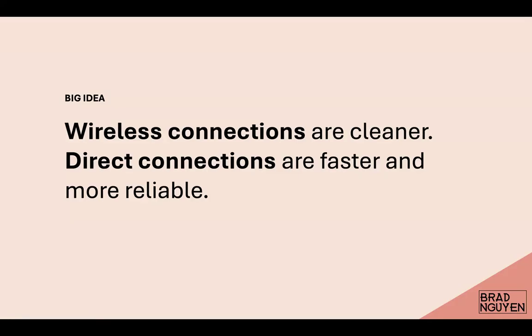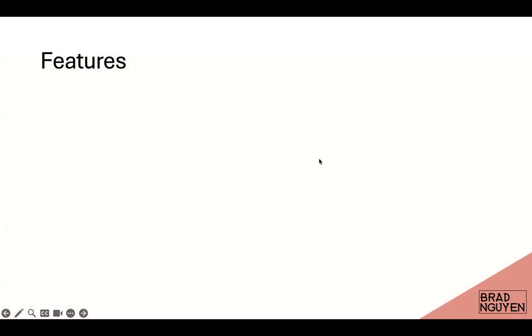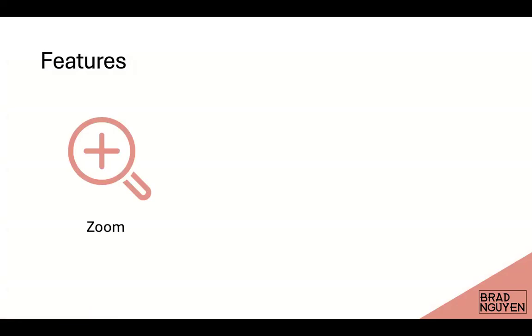Some other features to look for when you're buying a visualizer is whether they have a zoom or not. So your cheaper visualizers may not have a zoom. You might have to physically bend the camera down closer to the thing, instead of just pressing a button.